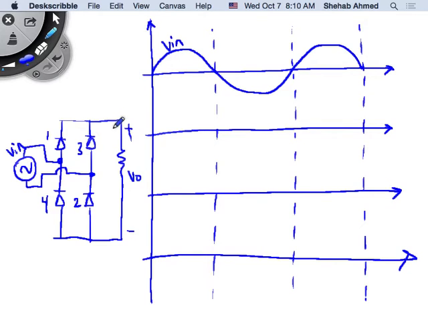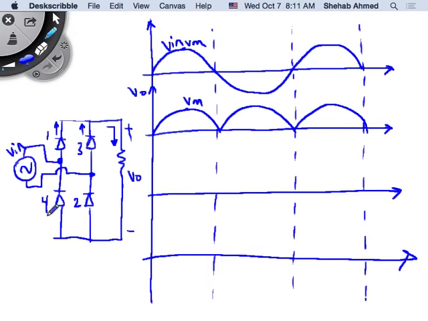And in all cases, current does not change polarity. Current is always flowing out this way into the load. So the polarity of the output voltage will not change. So if we draw the output voltage in this case, that's this blue waveform. It has a peak value of Vmax.